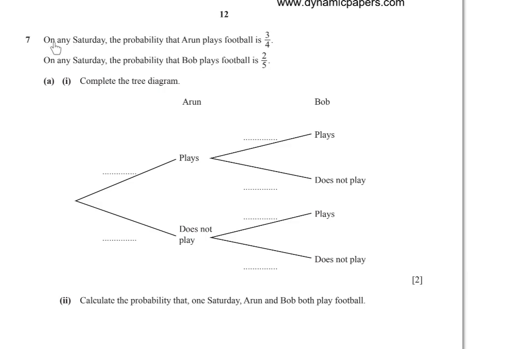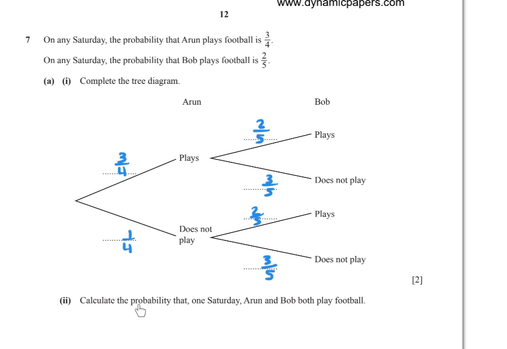Number 7. On any Saturday, the probability that Aaron plays football is 3/4. On any Saturday, the probability that Bob plays football is 2/5. Complete the tree diagram. So for Aaron, the probability to play is 3/4, so not to play is 1/4. For Bob, the probability to play is 2/5, so not to play is 3/5. And the same, 2/5, 3/5.